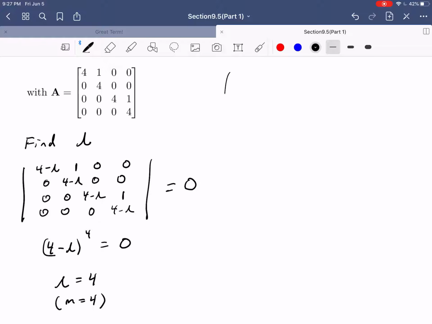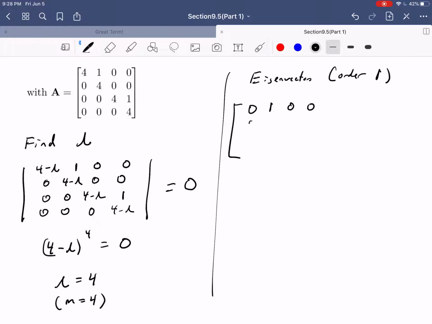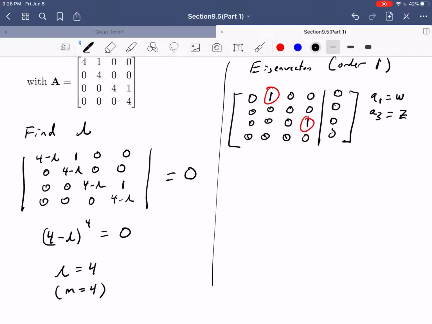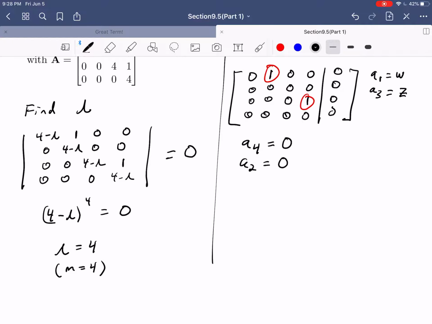All right, so let's go ahead and find our eigenvectors. So eigenvectors, and now you guys can think about that as order 1, really. So we need to do A minus 4I, so we have to take 4 off the diagonal, so 0, 1, 0, 0, 0, 0, 0, 0, 0, 0, 0, 1, 0, 0, 0, 0. Okay, so we would parameterize here and here. This guy's already in row echelon form. So I guess we can say that a1 is going to be w, and a3 is going to be z here. Yep, that looks good. So this equation here tells us that a4 is supposed to be 0. And this equation up here actually tells us that a2 is supposed to be 0. So that pretty much does it for us because we have these guys parameterized and these guys are 0. So we know the eigenvector.